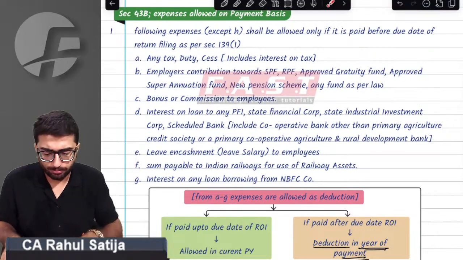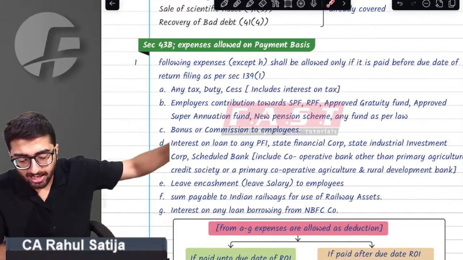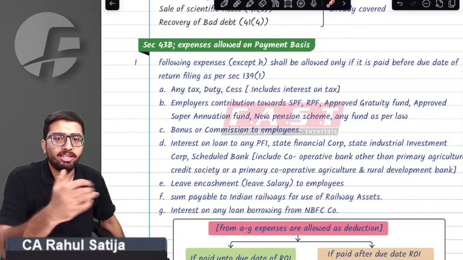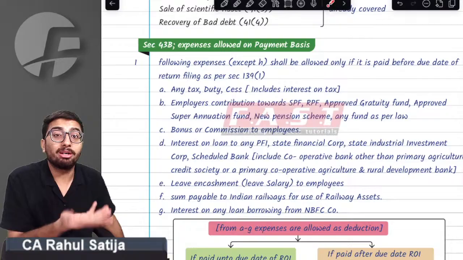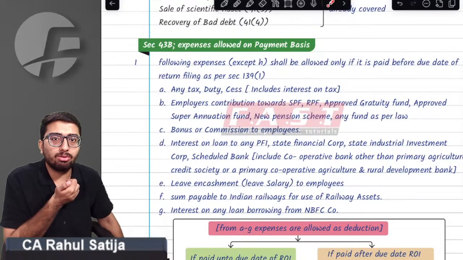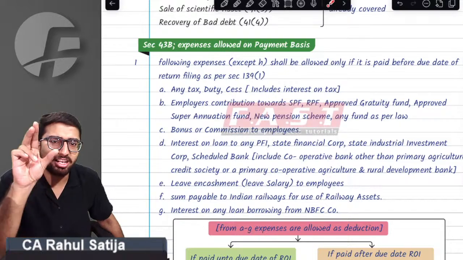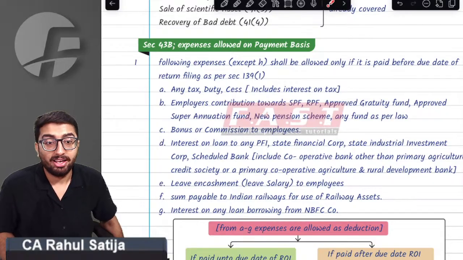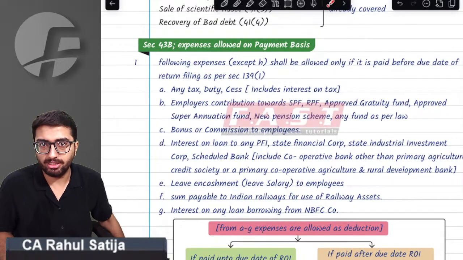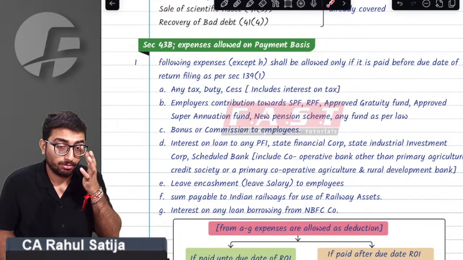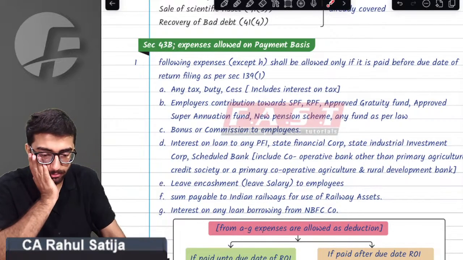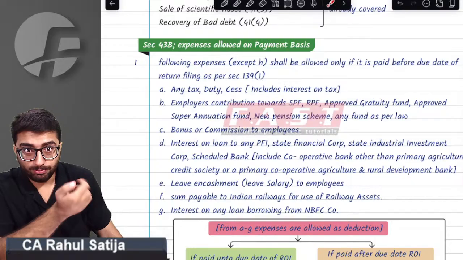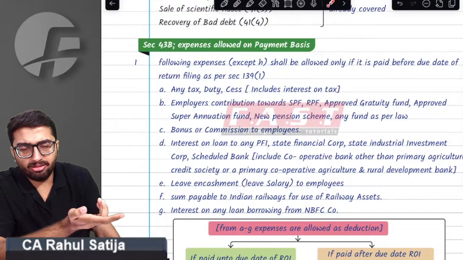A general question to you all. 43B says any tax, duty, and cess shall be disallowed if it is not paid up to the date of ROI. If any of the tax is not paid up to the due date of ROI, it shall become disallowed. I am saying GST will also be disallowed if it is not paid up to the due date of ROI. Can anybody think why GST will be disallowed? Waiting for your response. It is a very beautiful point. I might be wrong also. GST may not be disallowed even.